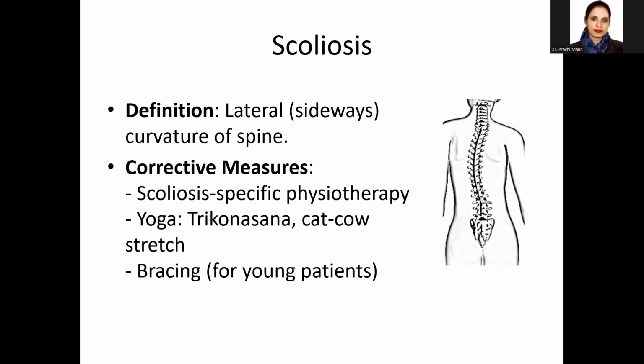The corrective measures of scoliosis are by performing slow cardio exercises, horizontal bar hang, bending exercises, spine molding, static chest stretch, scoliosis specific physiotherapy, by bracing, and by performing yoga asanas like trikonasana, marjari asana or cat cow pose.